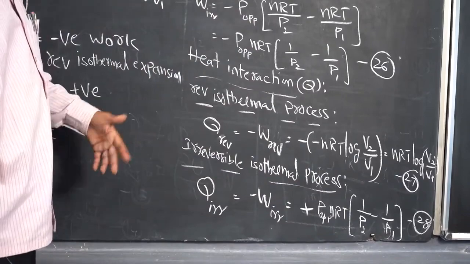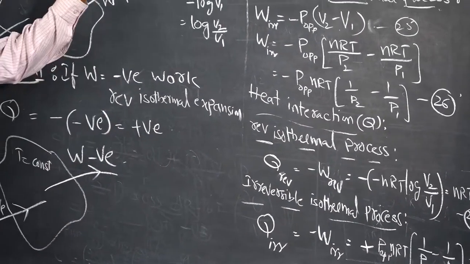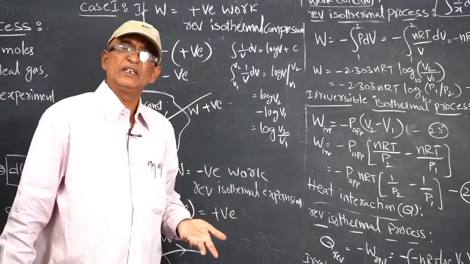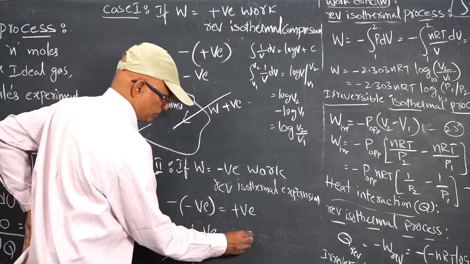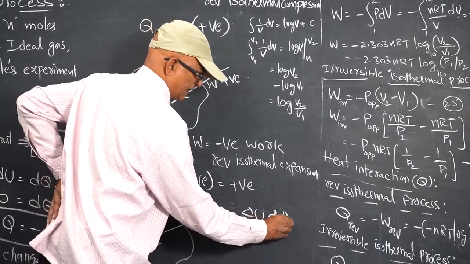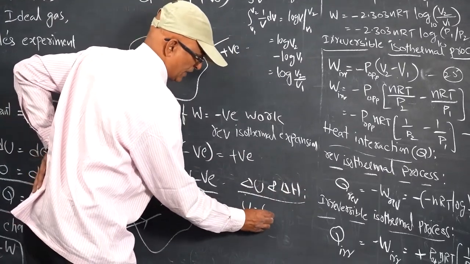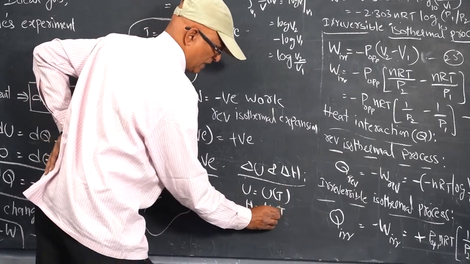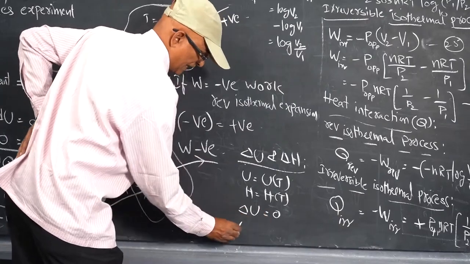We have calculated work done. We also calculated heat interaction. We have to calculate the change in internal energy and the change in enthalpy, delta U and delta H. But for an ideal gas, according to Joule's experiment, internal energy depends only on temperature. Enthalpy also depends only on temperature. As temperature is constant, delta U is 0 and delta H is 0.